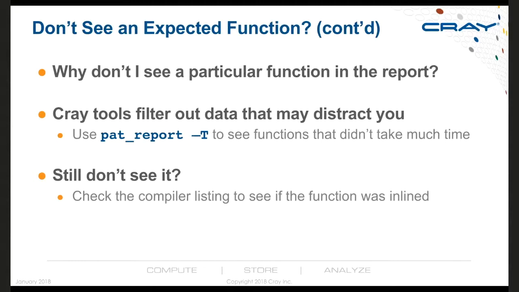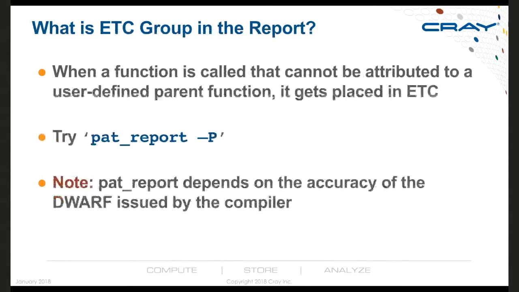So that talks about when I've got my text report and I'm not seeing what I'm expecting to see. Another thing is if the functions are in etc., like you saw the KNL memcopy, sometimes running pat_report -P helps with that as well, because then you get a little better feel for where a particular function might fit within your application.